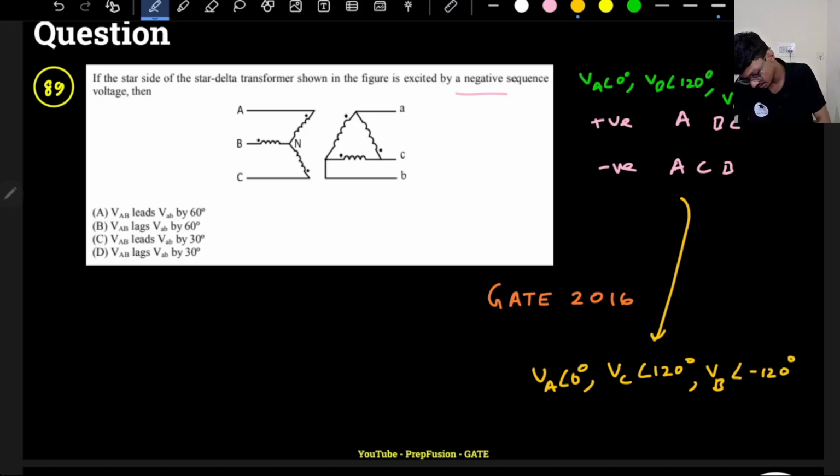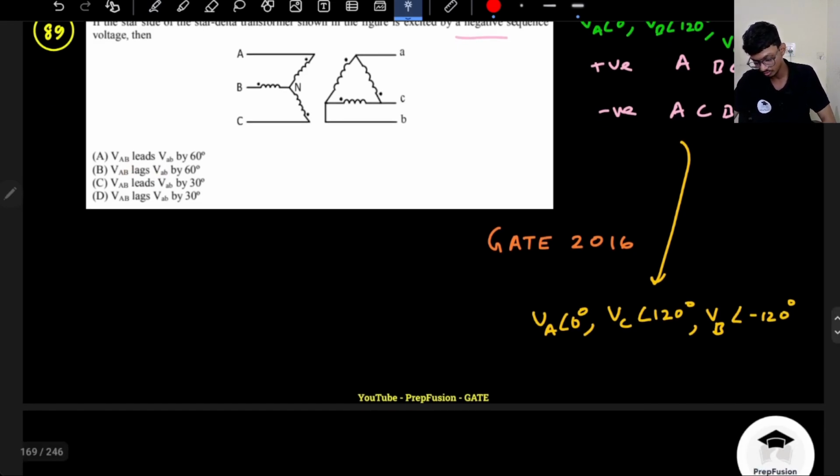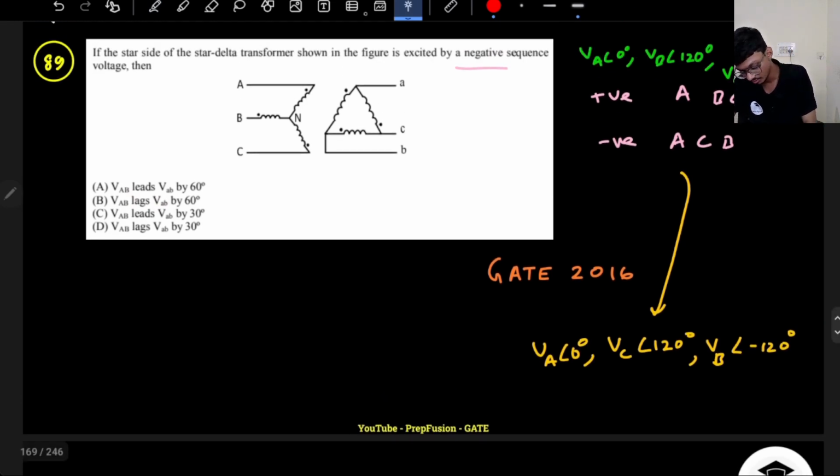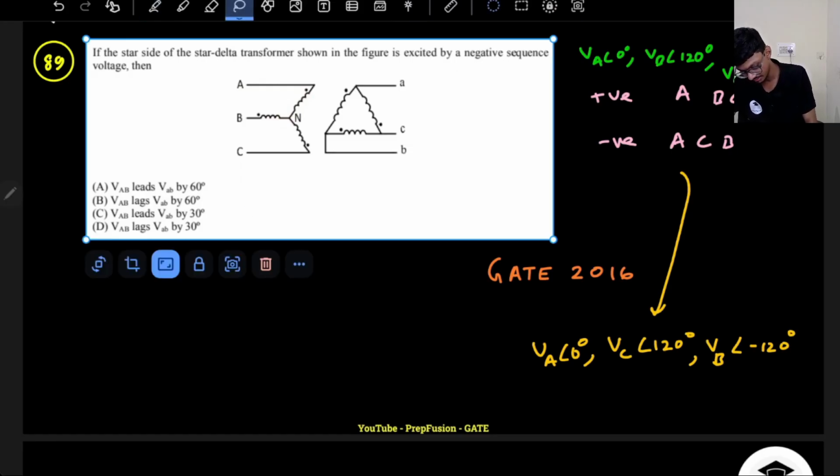So now what are they asking? That VAB leads VAB by 60. All these are asking, right? So how will I write? I will first calculate what is VAB here. So I will copy this circuit.